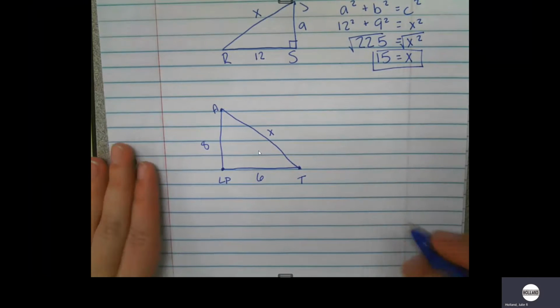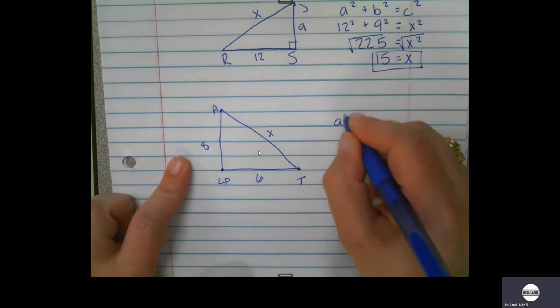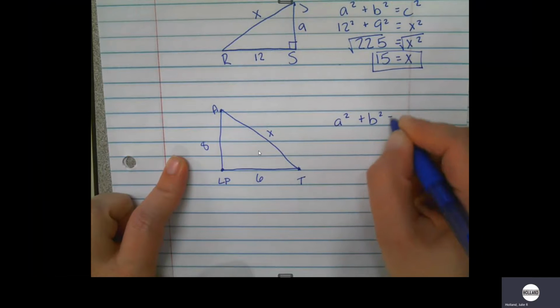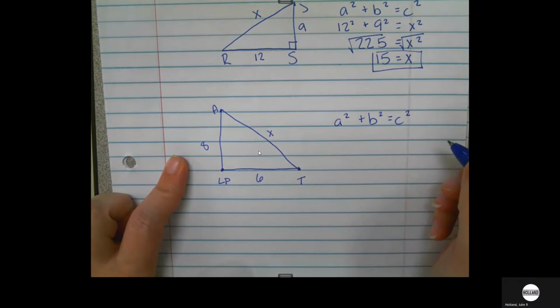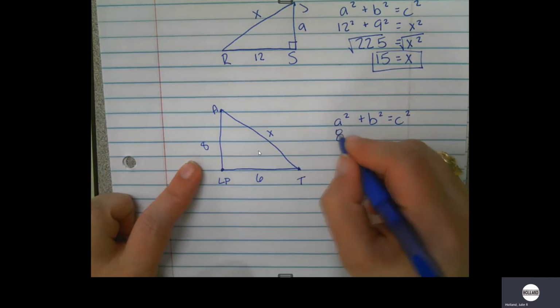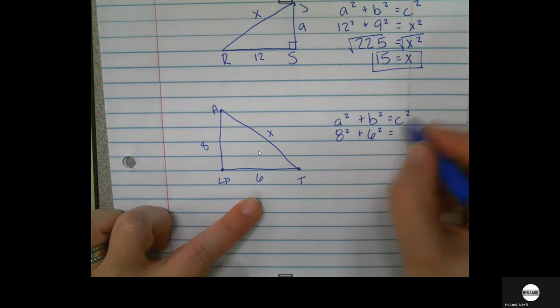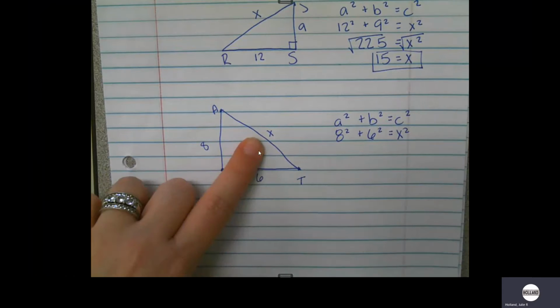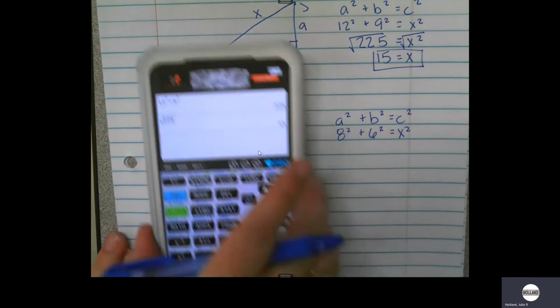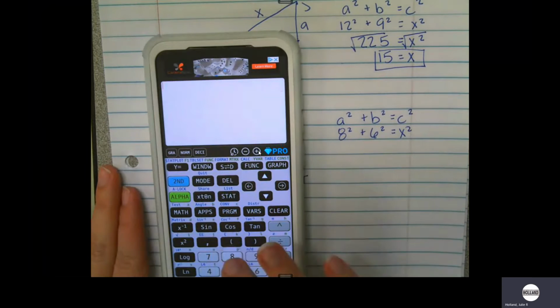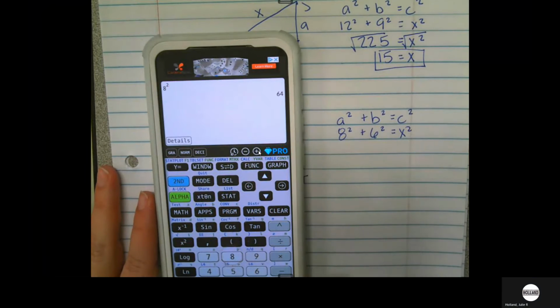Okay, so same thing that we did before. a squared plus b squared equals c squared. So we're going to get 8 squared plus 6 squared equals x squared. Okay, all right, so I'm going to grab my calculator and I'm going to do 8 squared plus 6 squared, which is 100.